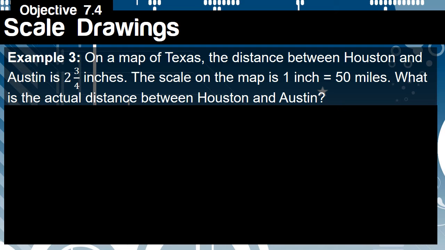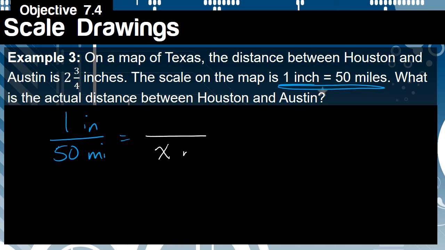In example number 3, the distance between Houston and Austin on the map is 2 3/4 inches. On the scale, so here's our scale, the scale on the map is 1 inch for every 50 miles. So we have to figure out what the actual distance is. The actual distance is going to be x miles. And 2 3/4 inches, we can write that as 2.75 inches.